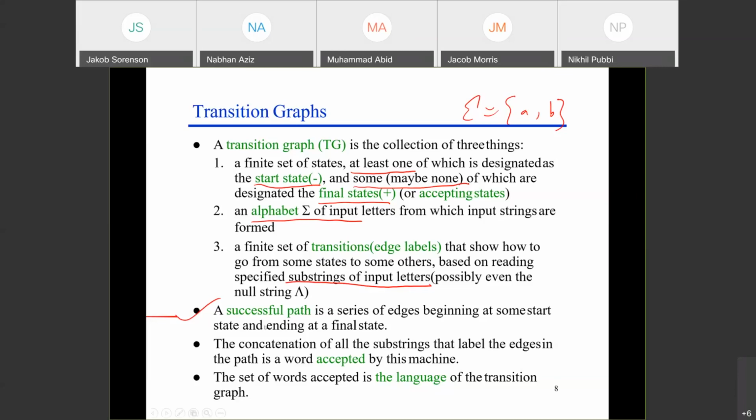So this is basically the formal definition of TG. So what is the difference? TG may have more than one start state. FA does not have that. And TG can pass substrings of input letters. FA just passes letter by letter along the edges, while TG can pass more than one letter. So this is the difference between FA and TG.